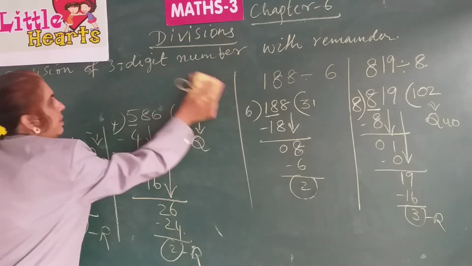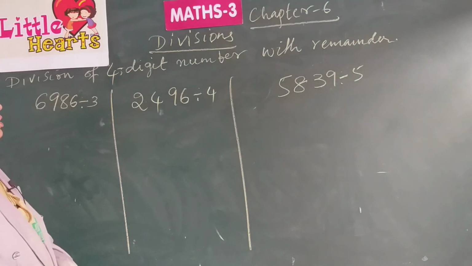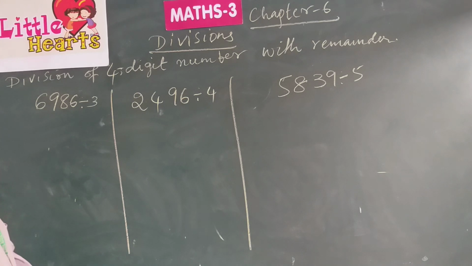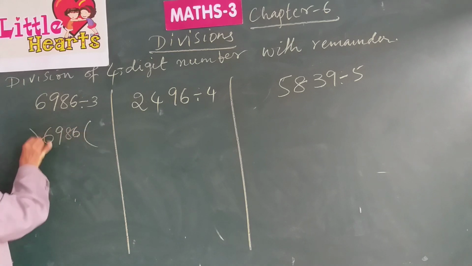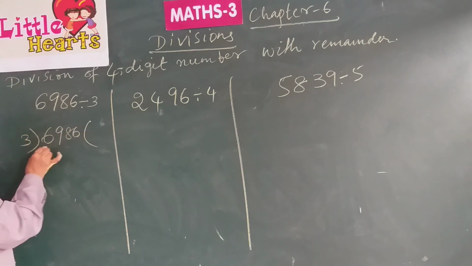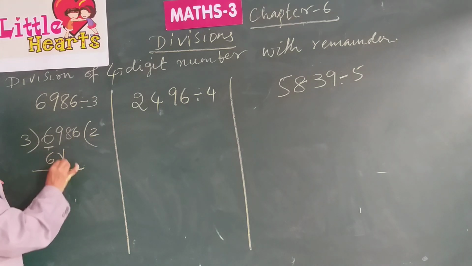Division of 4-digit number with remainder. Yes, children, let us go with the division of a 4-digit number with remainder by a single-digit number. 6,986 divided by 3. As 6 is greater than 3, take only one digit, 6. 3 twos are 6. Bring down 9.